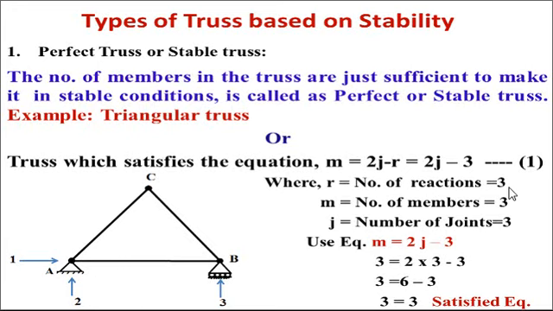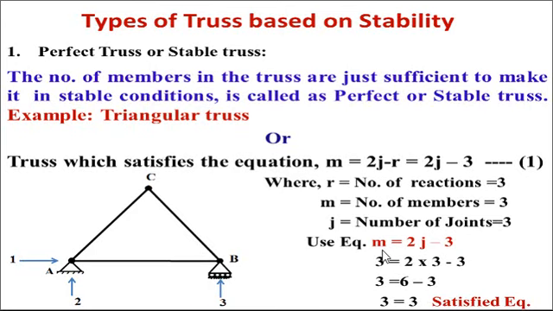So R is equal to 3. M is equal to the number of members. How many members are there? EB, BC and EC. So 3 members are there. Similarly, how many joints are there? J is the number of joints. So 3 joints: joint A, joint B, joint C.